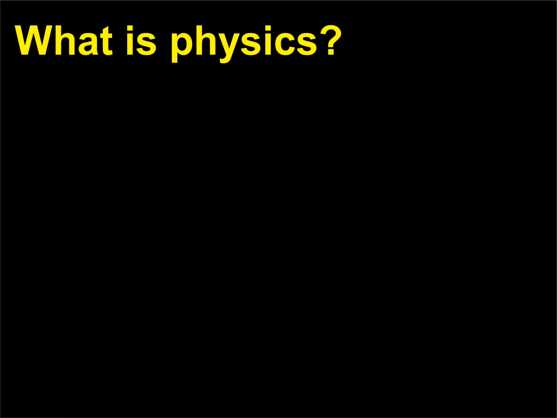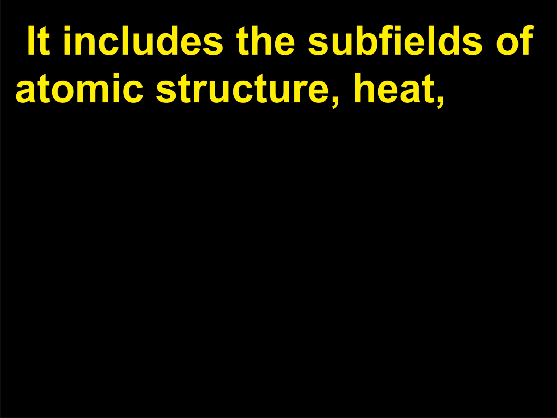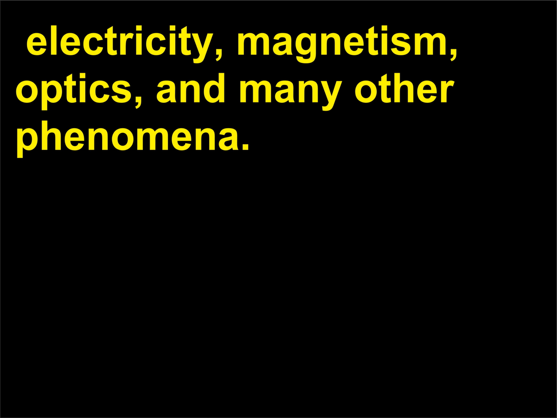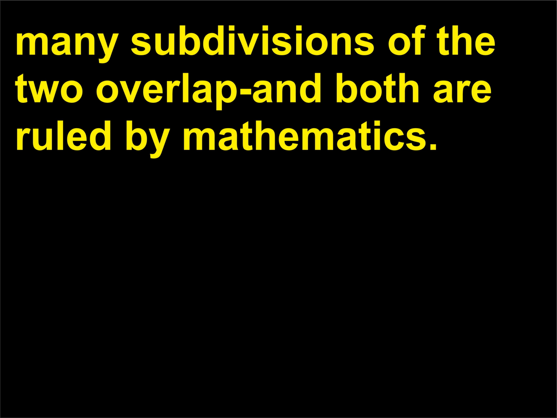What is physics? Physics is often described as the science of the interactions between matter and energy. It includes the subfields of atomic structure, heat, electricity, magnetism, optics, and many other phenomena. Traditionally speaking, physics is divided into classical and modern, although many subdivisions of the two overlap and both are ruled by mathematics.